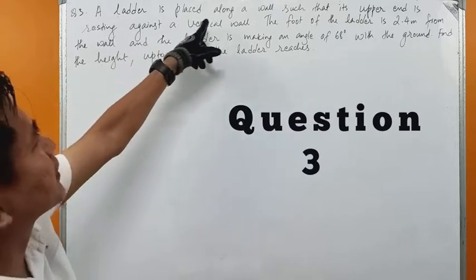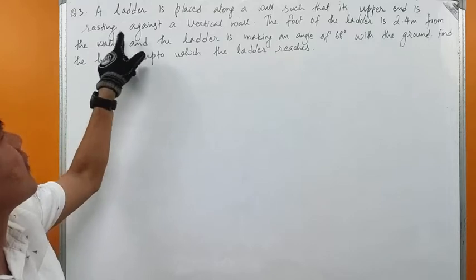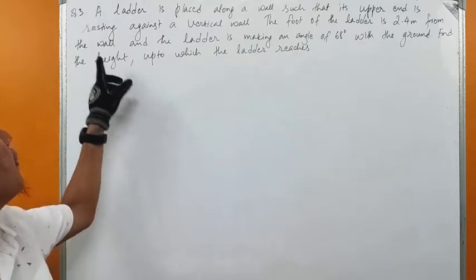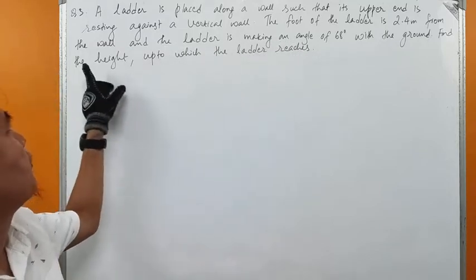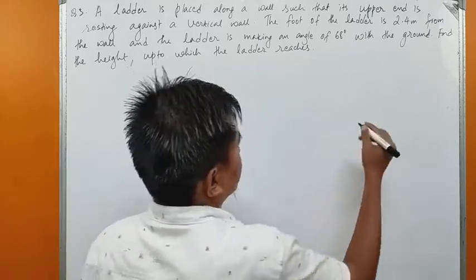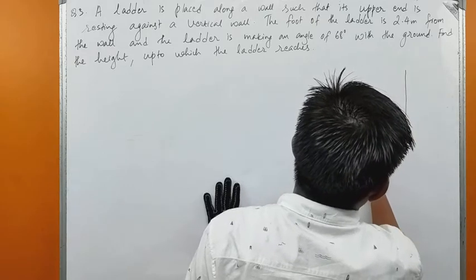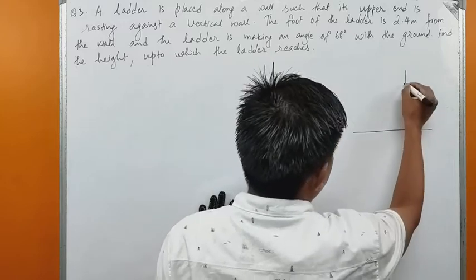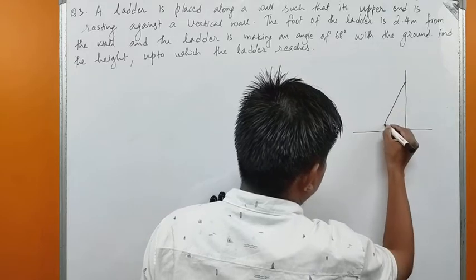A ladder is placed along a wall such that its upper end is resting against a vertical wall. The foot of the ladder is 2.4 meter from the wall and the ladder is making an angle of 60 degree with the ground. Find the height up to which the ladder reaches. So this is a wall, this is the ground. Now a ladder is placed in such a way it is resting on the wall. Now this is the ladder.